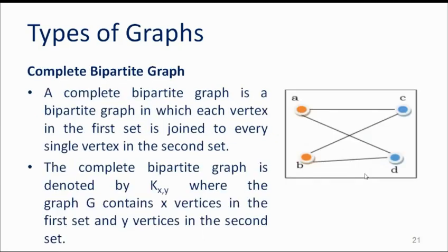Now here, complete bipartite graphs, where you will have the complete mapping. It is a graph in which each vertex in the first set is joined to every single vertex in the second set. A complete bipartite graph is denoted by K(x,y), where the graph G contains x vertices in the first set and y vertices in the second set. So this is what we call a complete bipartite graph.